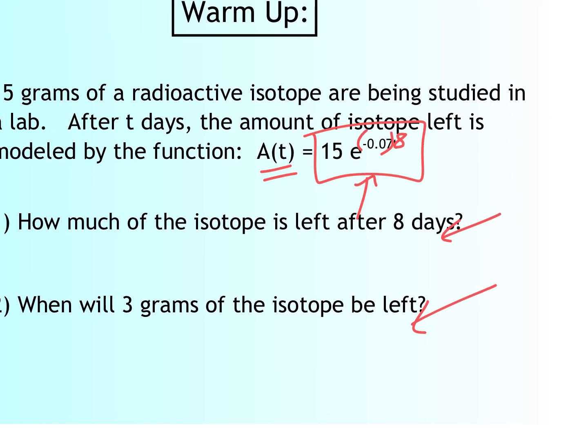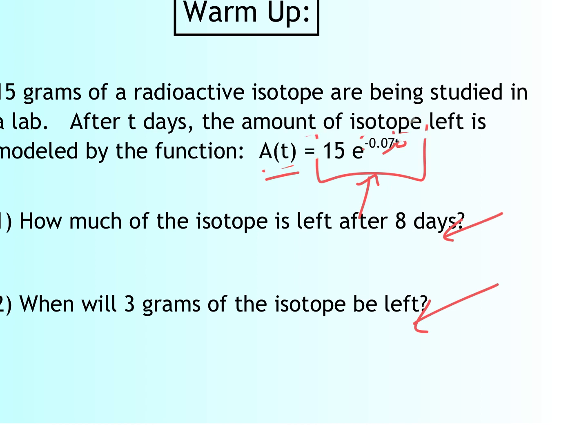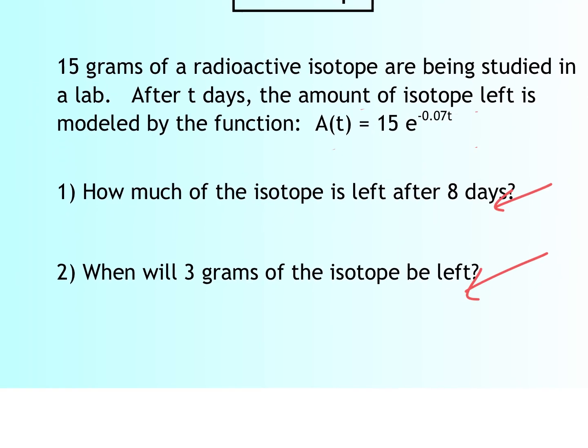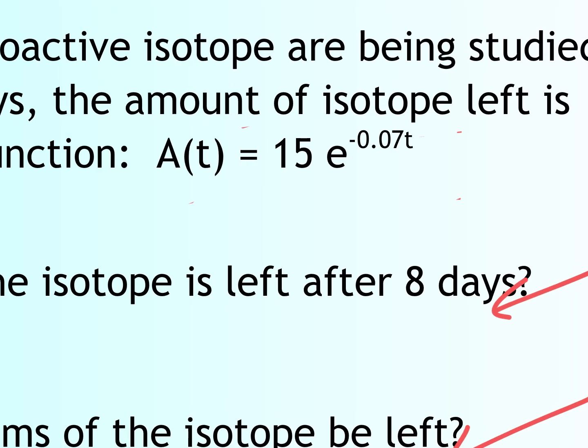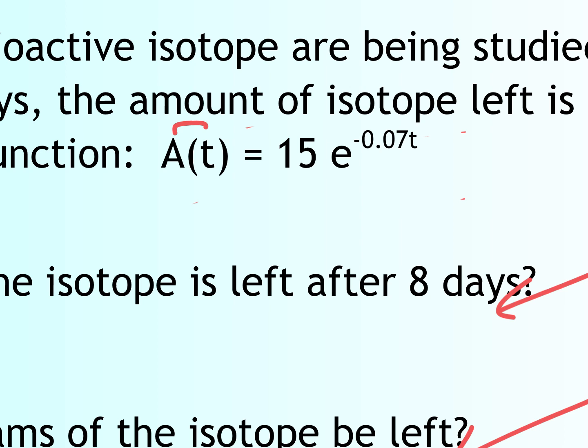All right. Now, a completely separate question is part B. Part B, when will 3 grams of the isotope be left? Well, then where do you put the 3? Yeah, the 3 goes here. That's where the amount goes. And what could you solve for? T. Everybody do that. Solve it for t. Hint, your answer has a log in it. I'll pause for a second. Let me try that one.